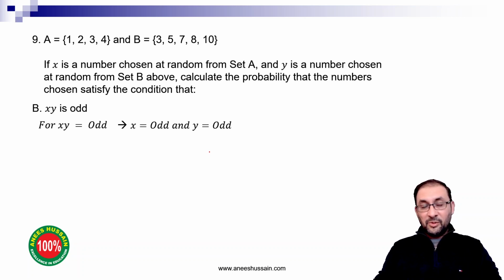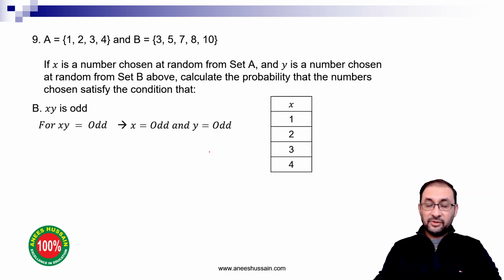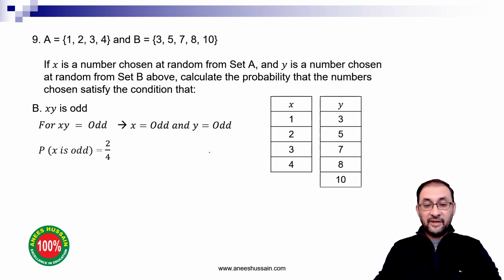Now, the possible values of x are 1, 2, 3, and 4. Out of those 4 values, 2 are odd. So the probability that x is odd is equal to 2 upon 4. For y, there are 5 possible values: 3, 5, 7, 8, and 10. Out of those 5 values, 3 are odd: 3, 5, and 7. So the probability that y is odd is going to be 3 upon 5.